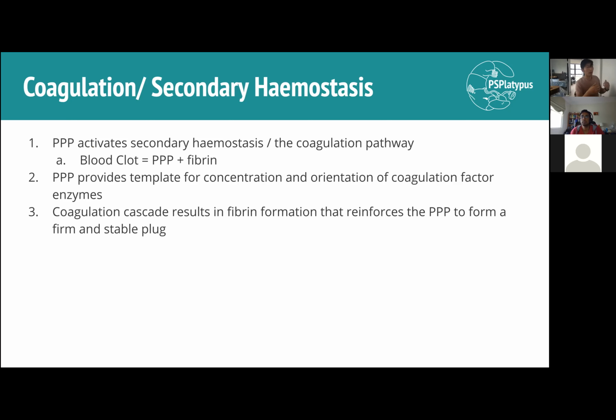Basically the primary plug provides a template for where the concentration of coagulation factors can form, causing reinforcements. And this comes in the form of a cascade known as the coagulation cascade. It's known as a cascade because it results in multiple different coagulation factors acting upon each other, with factor A affecting factor B, factor C, and so on and so forth, until we get a stable clot.